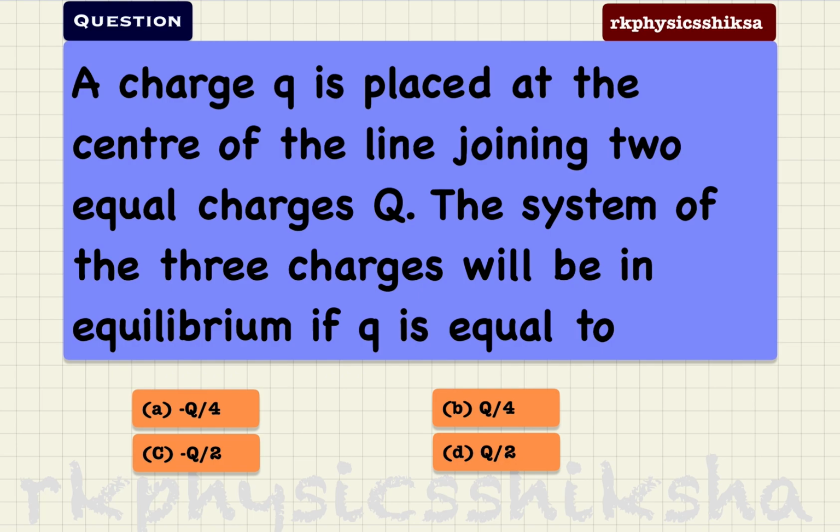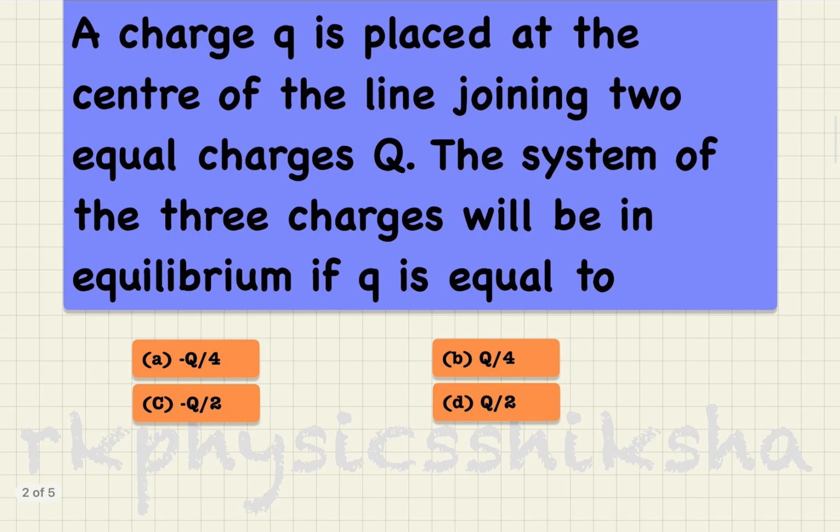The options are: the first option is minus Q by 4, the second option is plus Q by 4, the third option is minus Q by 2, and the fourth option is plus Q by 2. Here, the value of small q can be either positive or negative, and that is what we are supposed to calculate. The basic information we should know is that the net force on any one charge of the three charges should be equal to 0.